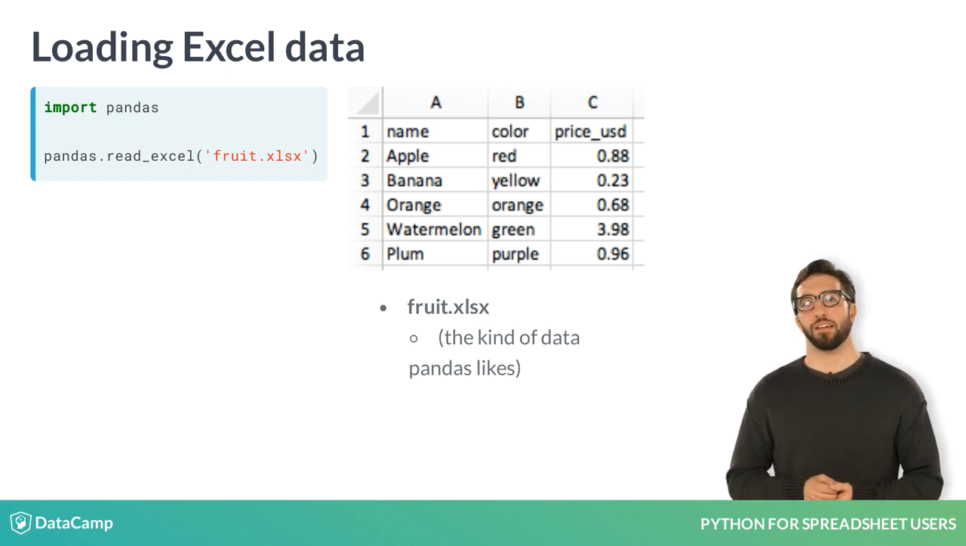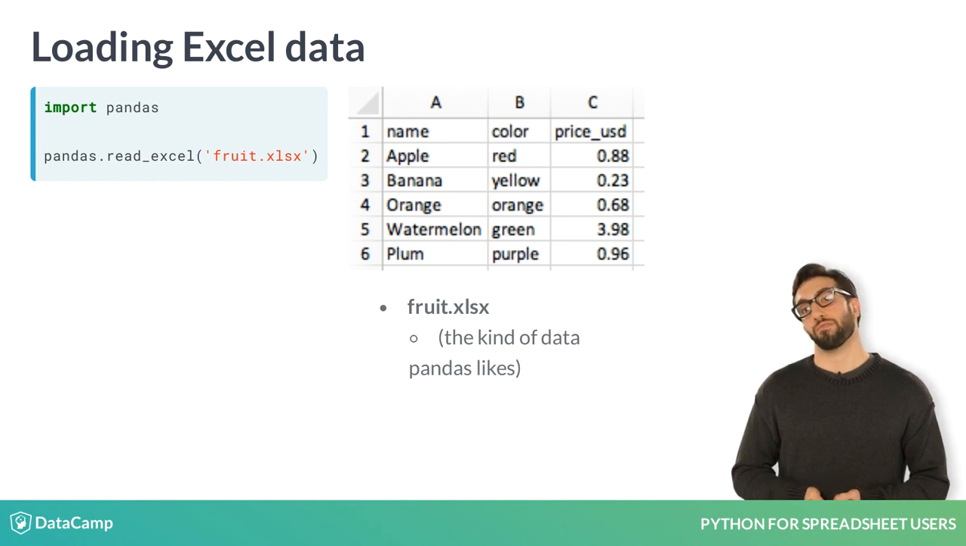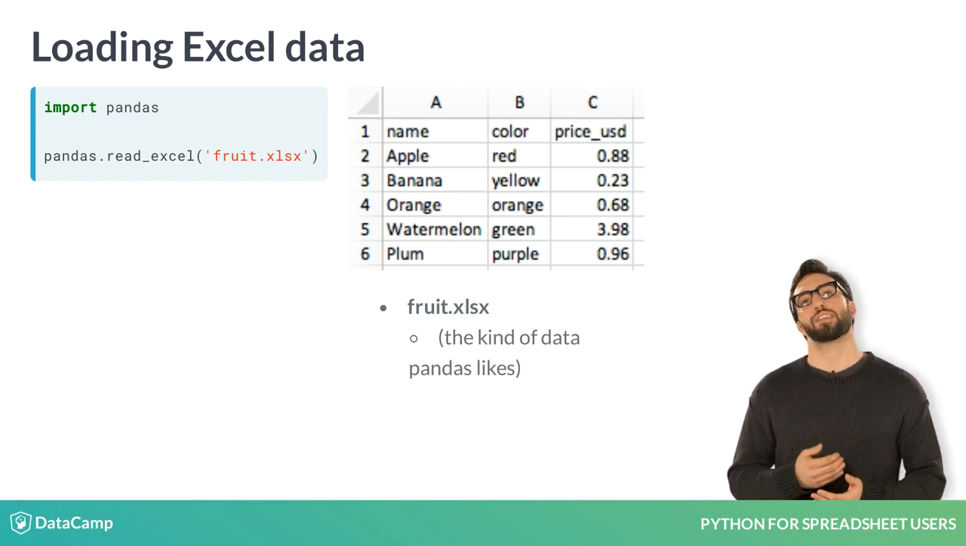Pandas likes data with rows and named columns, like the example here. We have 3 columns, a fruit's name, color, and how much it costs in US dollars. Each row is a different fruit. This is the kind of tidy data Pandas likes.